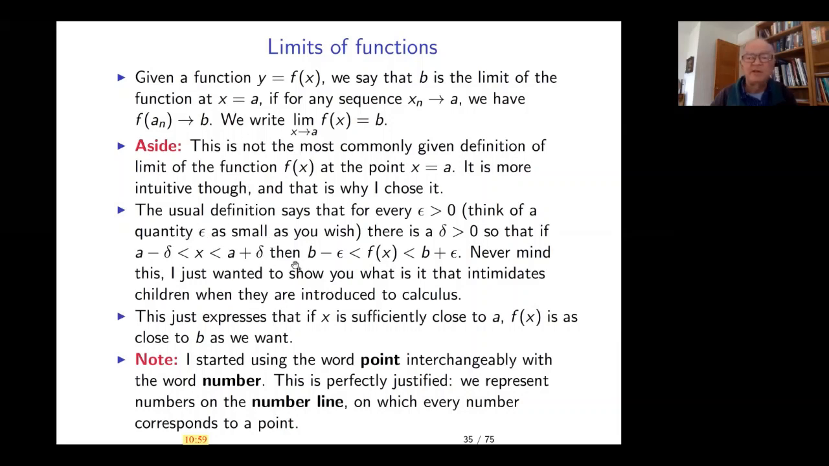The usual definition is much more complicated, and it's in this third bullet, which I'm not even attempting to read, but it's correct, I guarantee its correctness, and you can try to ponder over it and see if you can make sense of it. It says exactly what I wrote in the first bullet. One note about my terminology: I sometimes use point or number, and that's the same thing because we are representing numbers on the number line, and a number on the number line is represented by a point. Every point corresponds to a number, and every number corresponds to a point.